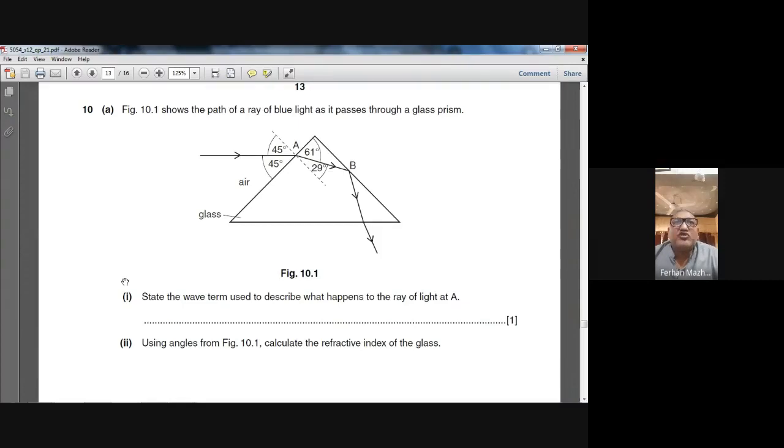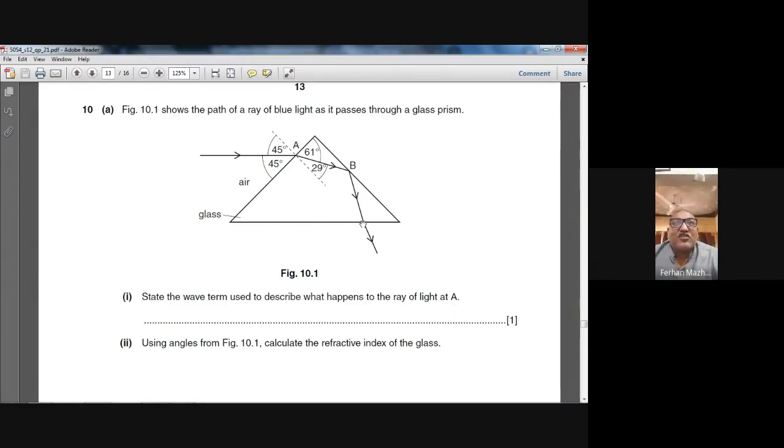Figure 10.1 shows the path of a ray of blue light as it passes through a glass prism. State the wave term used to describe what happens to the light at the point A. You see, this is a prism. It's a transparent material. And at the point B, the light was traveling in the dense medium in the prism, and instead of going out, it was reflected back into the glass at the point B. Why is this happening and what do we call this? The why is not the question here.